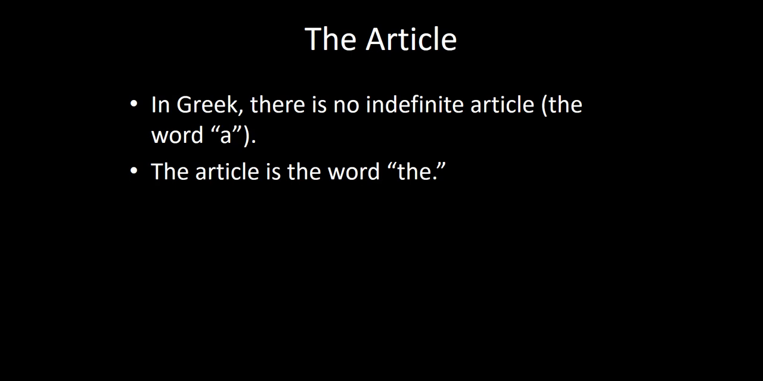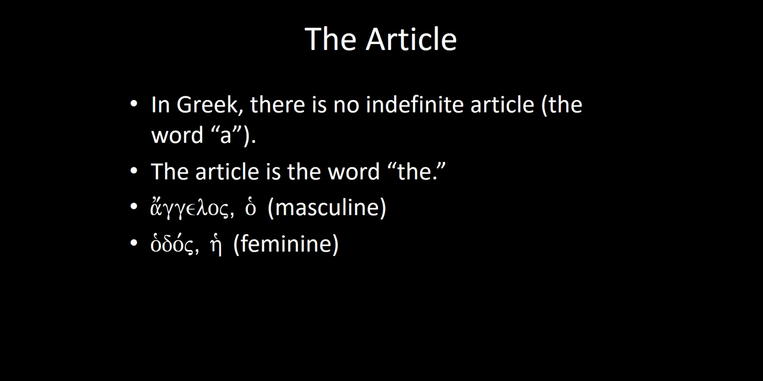Here we have angelos, ho. The article ho is a masculine article. Hodos, he. The word he is the feminine article. Doron, to. To is the neuter article. So in your vocab list, if you see something, ho, then you automatically know it's masculine. If you saw something, he, you know automatically it's feminine. And if you see something, to, you know that it's neuter.